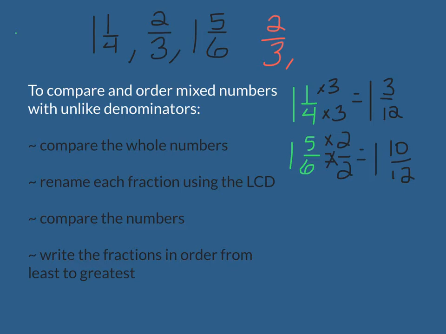So now I can compare the numerators. So I have 3 and I have 10. I'm looking for the least to come next. 3 is smaller than 10. So that one comes next as I order the fractions. So 2/3, then I have the 1 3/12, which is actually the 1 1/4. So 1 1/4 comes next. And my last one will be 1 5/6.